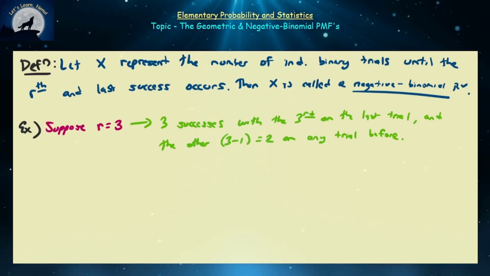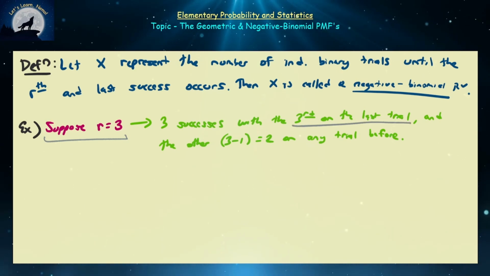Now let x represent the number of independent binary trials until the rth and last success occurs. Then x is going to be called a negative binomial random variable. So instead of x being the number of trials until the first and last success, now we're allowing ourselves to have more than one success. And once we get that rth success, then we terminate our sequence. As a guiding example, let's assume that we want 3 successes. That is, r is equal to 3. That means 3 successes are going to be staggered across the sequence, with the third on the last trial and the other 2 on any of the trials before.